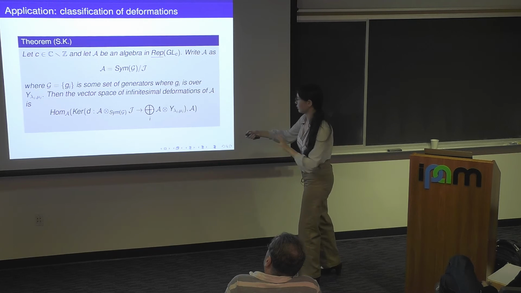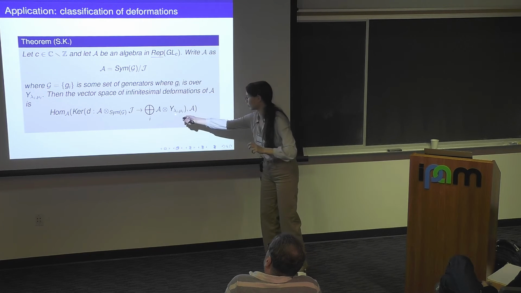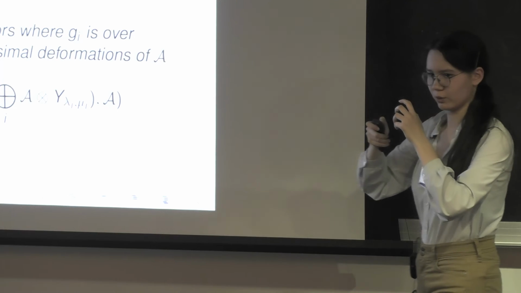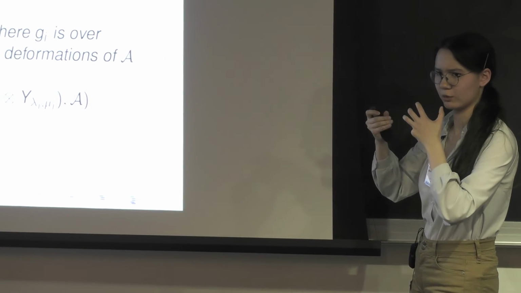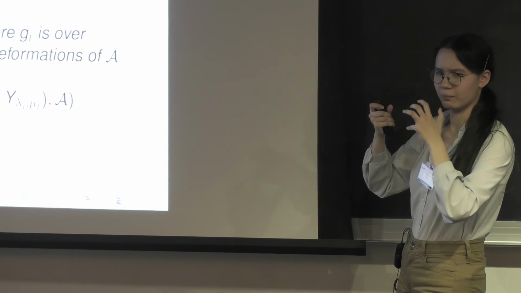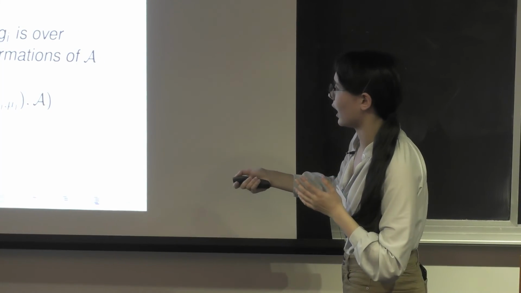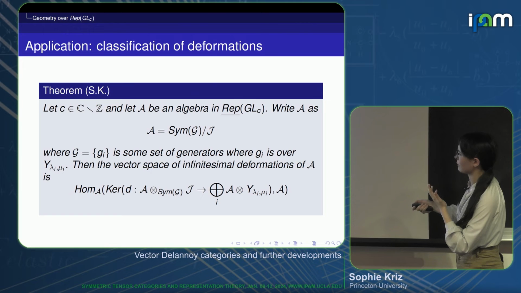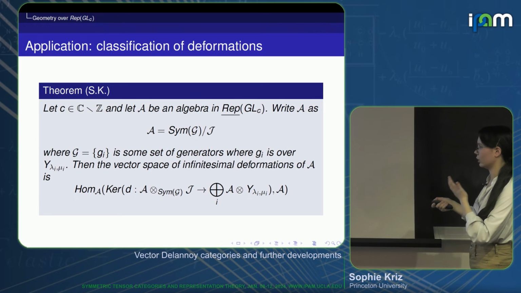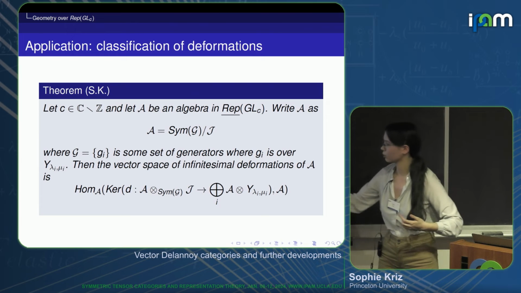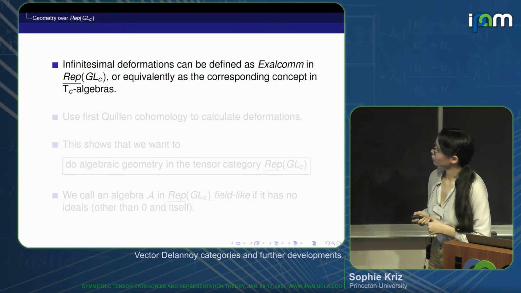okay, so I guess these don't really correspond to the G_i exactly. They correspond to D of G_i, and I'm looking at this in the sense of Kähler differentials. Yeah, so I consider the infinitesimal deformations, which can be calculated as Hom from this kernel to A. These are vector spaces, so this Hom is taken in A-modules.